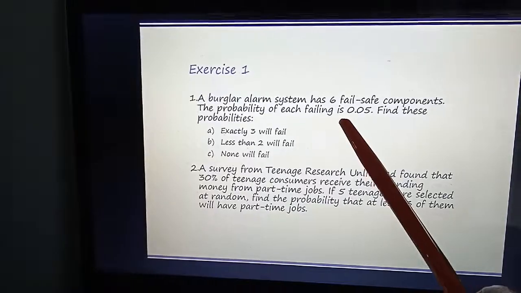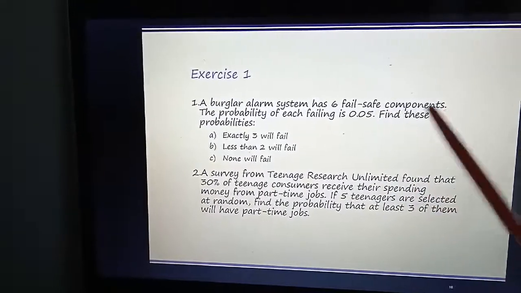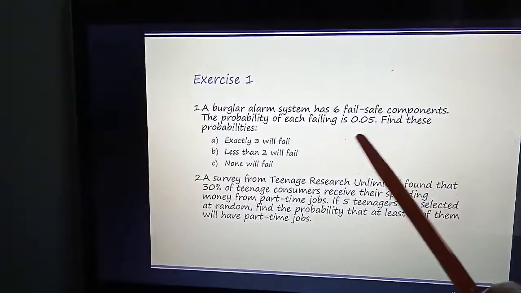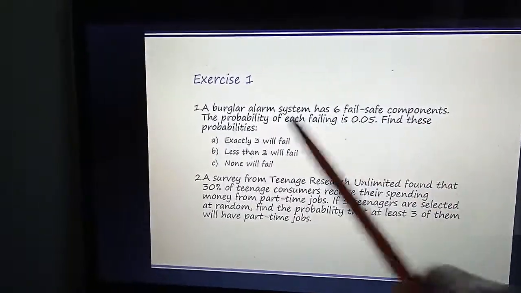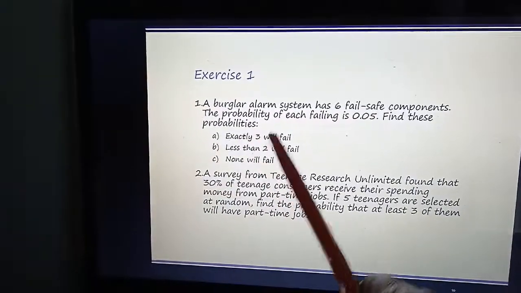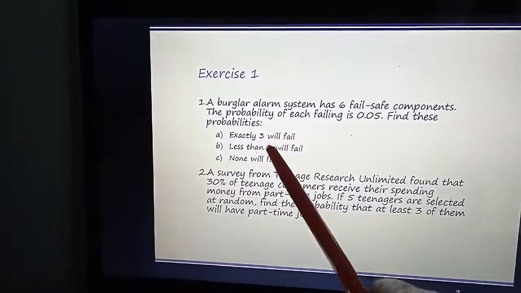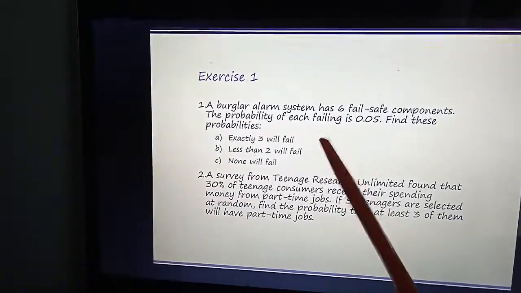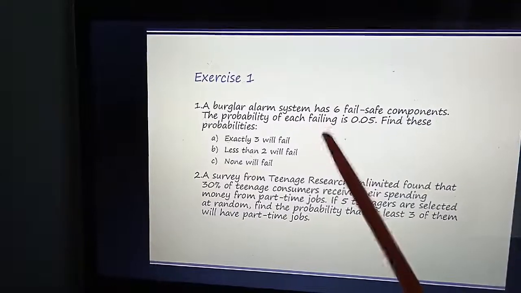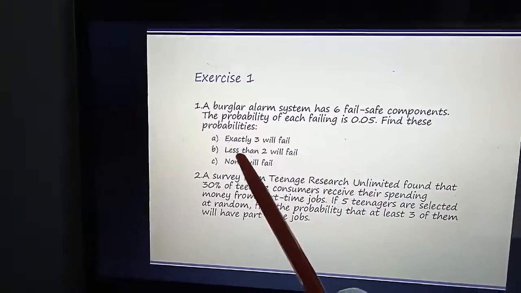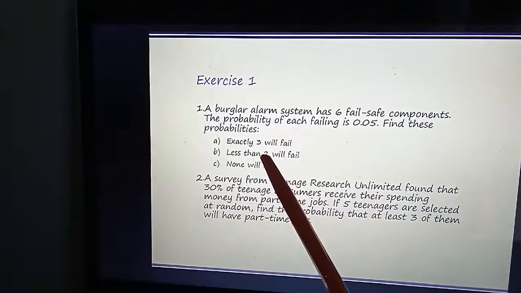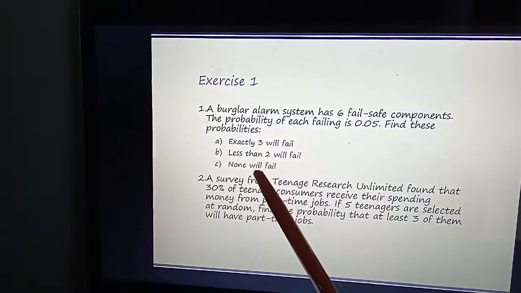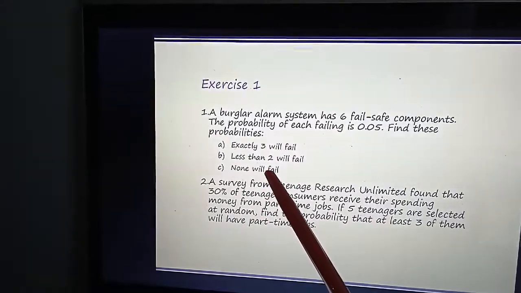A burglar alarm system has 6 fail-safe components. The probability of each failing is 0.05, so it means that p is 0.05. Find these probabilities. Exactly 3 will fail, so it means probability x equal to 3. You can either use the formula or use the value from the table. Less than 2 will fail means probability x equal to 0, x equal to 1 and x equal to 2. None will fail means probability x equal to 0.